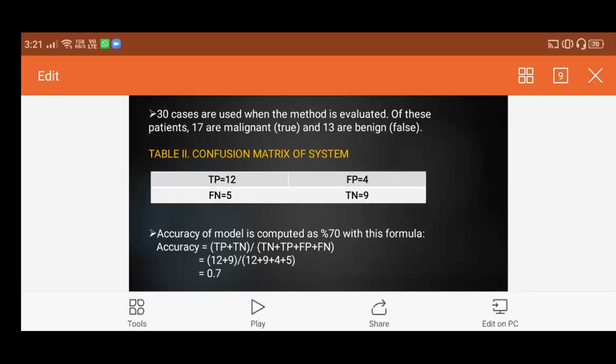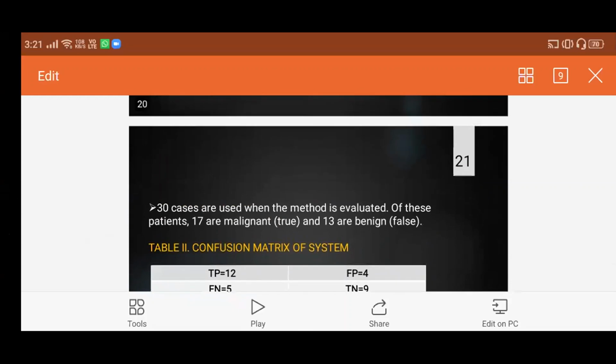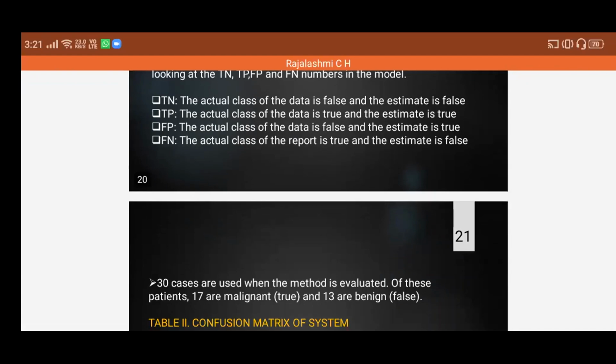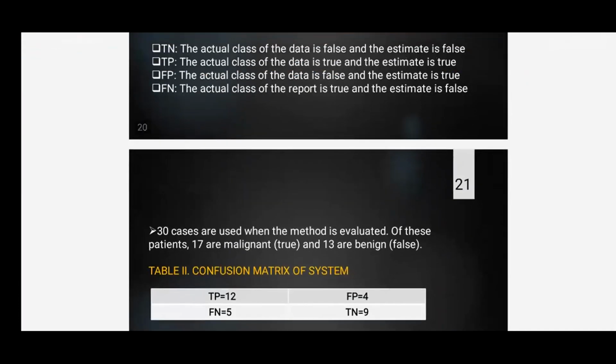What is that TP, TN, FP, FN? Tell me. Ma'am, that is true positive, true negative, false positive, and false negative. The actual class of data is false and the estimated is false. The actual class of data is true, then estimated is true. Ma'am, if we collect so many images from the institute, we will check how many images are positive and negative. If it is positive, then later we will check at what accuracy it is positive and at what accuracy it is negative. We are doing it like that, ma'am.